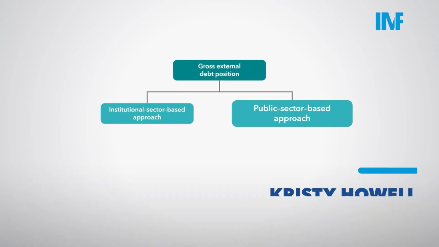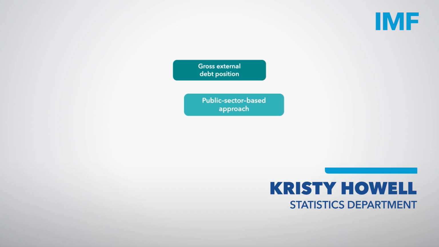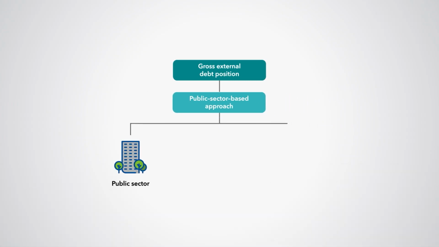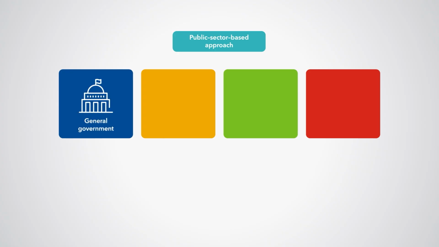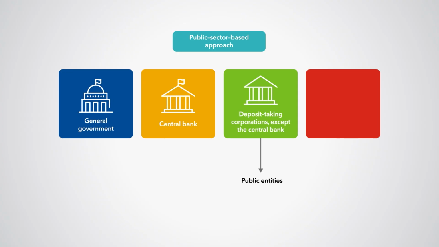The public sector-based approach deals with two sectors, public sector and private sector. The public sector comprises the general government, the central bank, and units in the deposit-taking corporations except the central bank sector, and in other sectors that are public corporations.